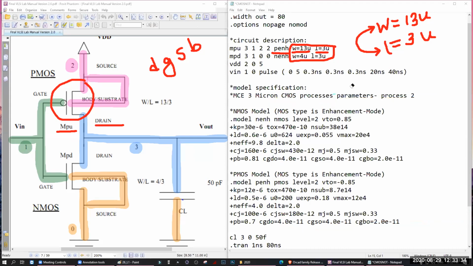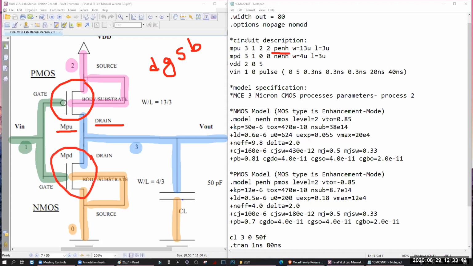We do not need W and L now. W and L we will find later. Just hang on there. W is equal to 13, L is equal to 3 for PMOS; W is equal to 4, L is equal to 3 for NMOS. Now come to the NMOS. Here, this is the MPD. What is the drain? Blue color, number 3. What is the gate? Number 1. What is the source? Number 0. What is the body? Also 0. It is N type. That's why it is NENH.